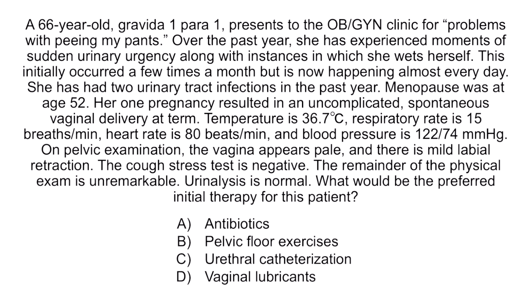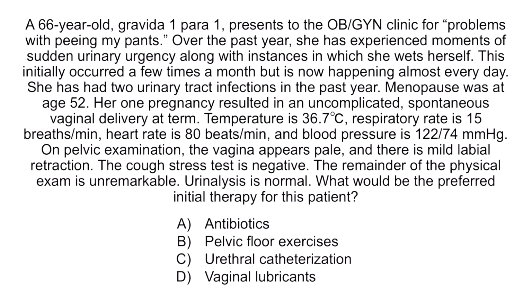A 66-year-old Gravida 1 Para 1 presents to the Obgyn Clinic for problems with peeing my pants. Over the last year, she has experienced moments of sudden urinary urgency along with instances in which she wets herself. This initially occurred a few times a month, but is now happening almost every day. She has had 2 urinary tract infections in the past year. Menopause was at age 52. Her 1 pregnancy resulted in an uncomplicated spontaneous vaginal delivery at term.